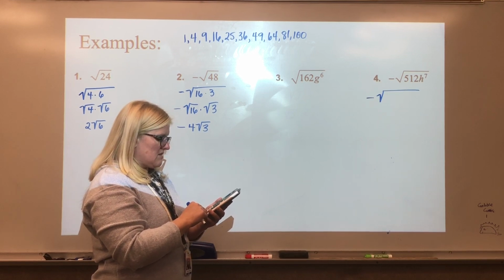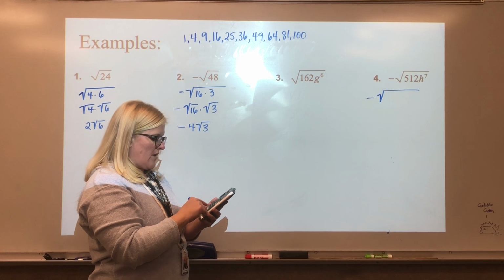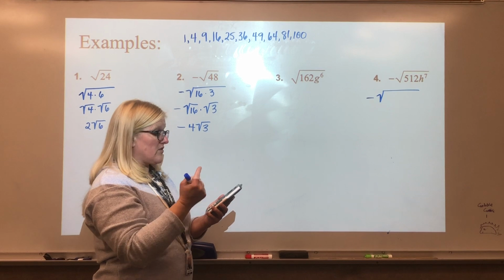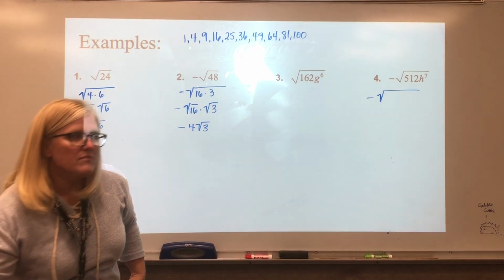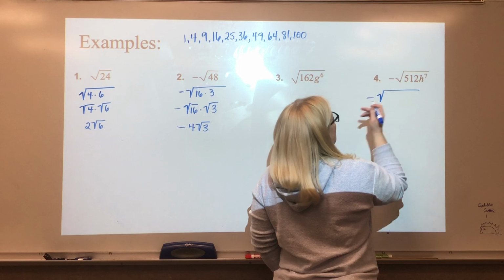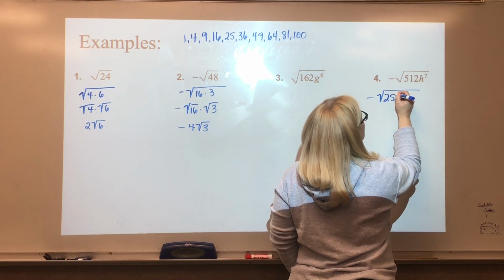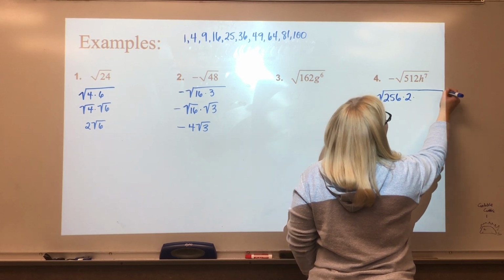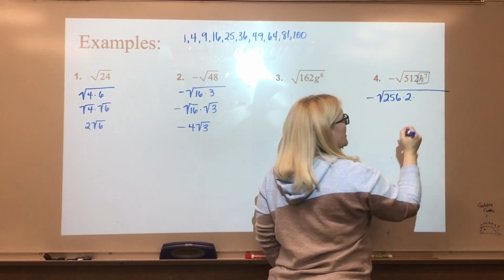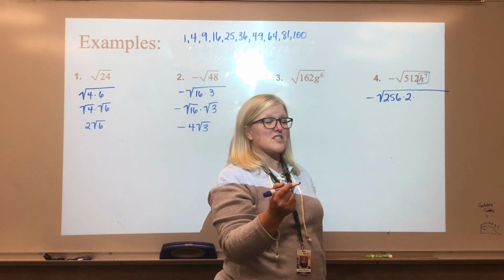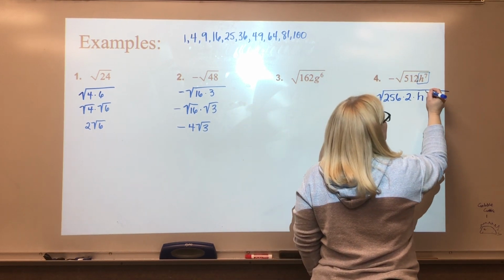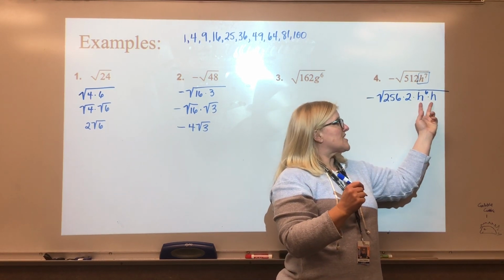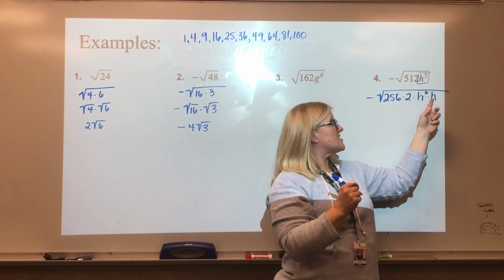256, what's 15 squared? 225. 16 squared is 256. So 16 squared. So this is going to be 256 times 2 times, I need to turn this h to the 7th power into a perfect square. So I've got h to the 6th times h. H to the 6th times h to the 1st is h to the 7th, but I've chopped it up right here.